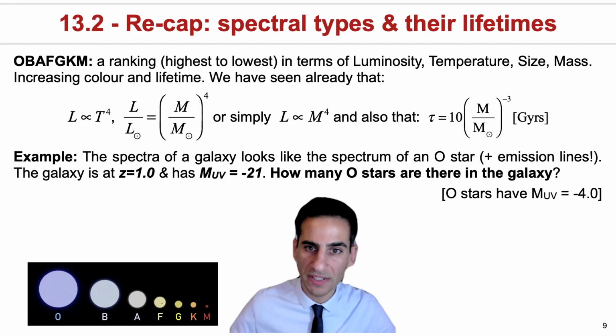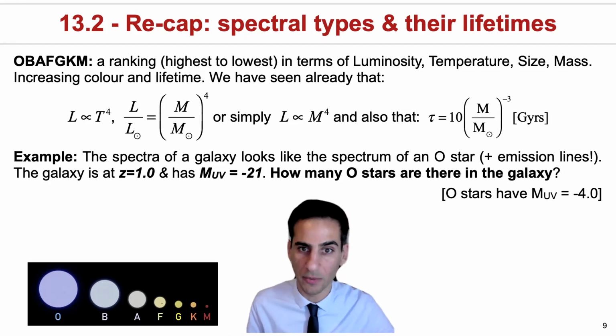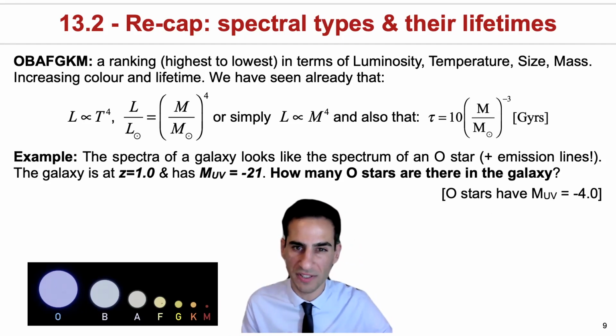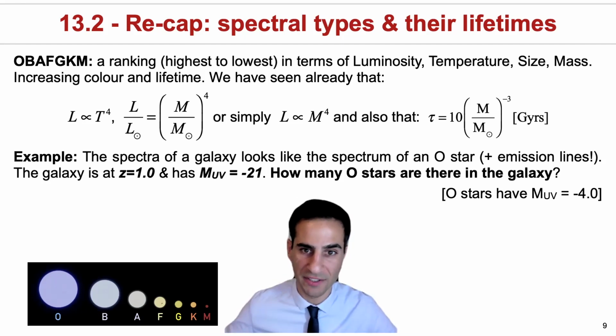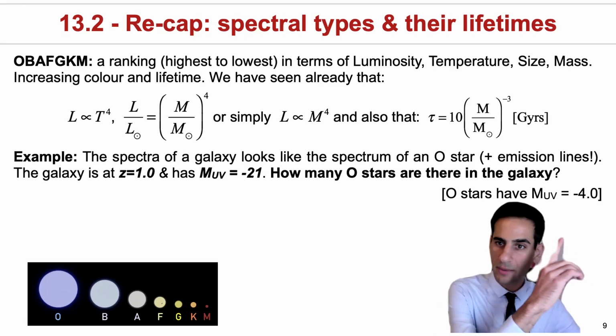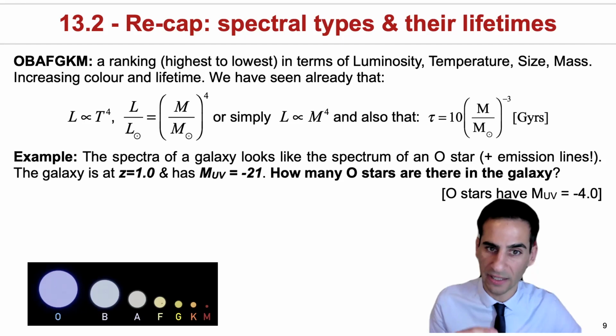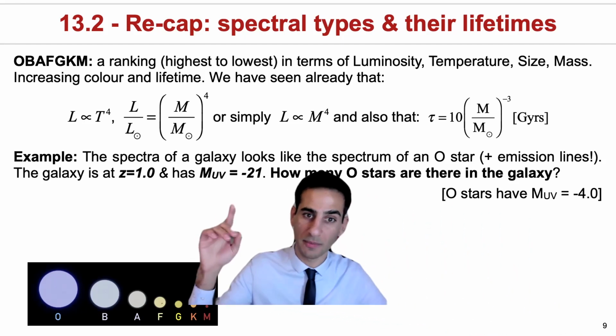Now, because we see that the spectrum of a galaxy resembles exactly the spectrum of an O-class star, it probably means that we're seeing just a sum of O star spectra that dominate the light, and that's why when we look at a galaxy as a whole, we're just seeing the light of O stars. Of course, this galaxy needs to have more than one O star, because O stars are very bright, but their absolute magnitude is still something like minus 4. What this allows us to do, though, is to estimate how many O stars are likely to be in the galaxy given the total absolute magnitude that we see.